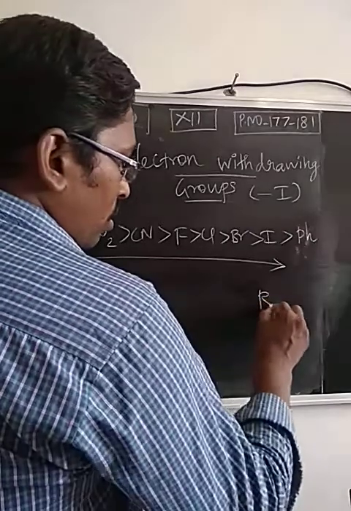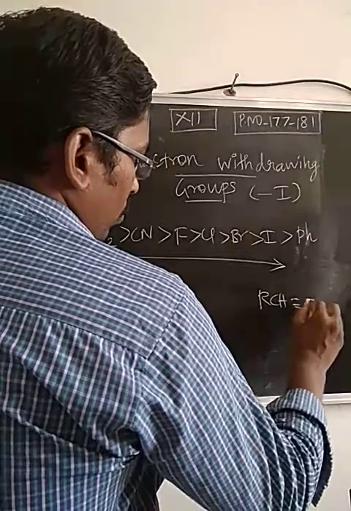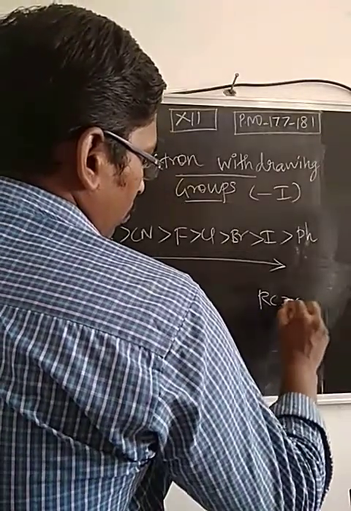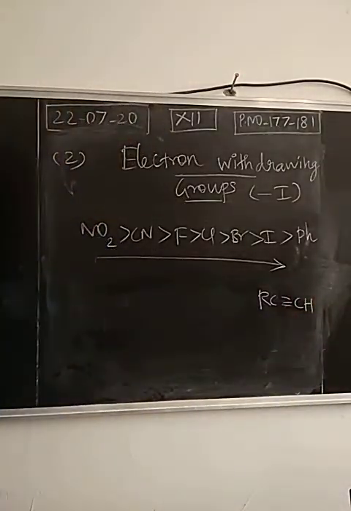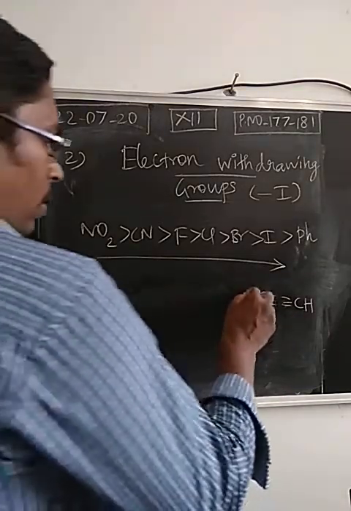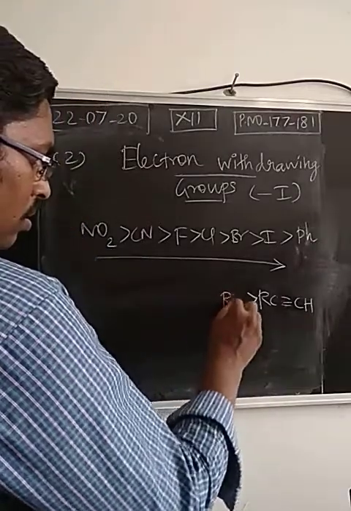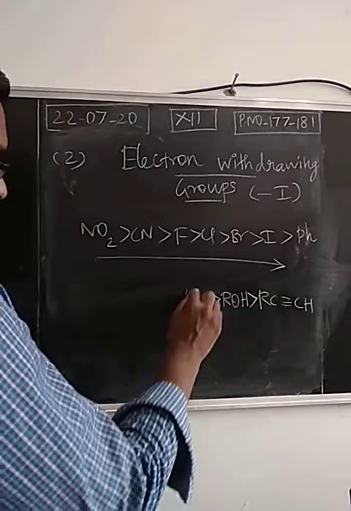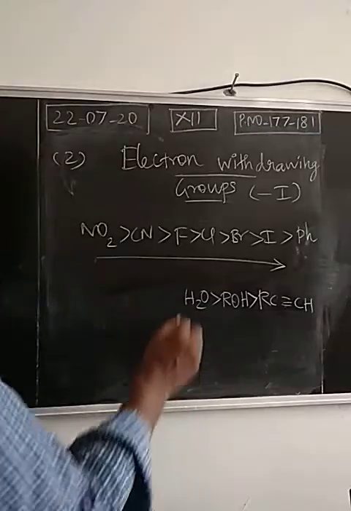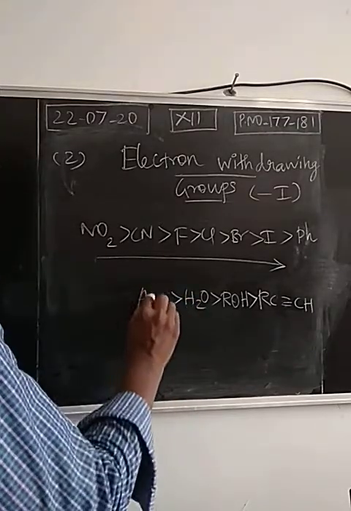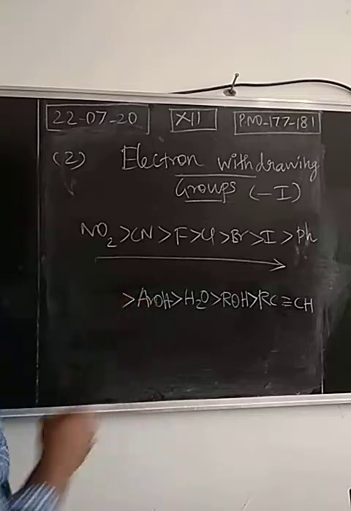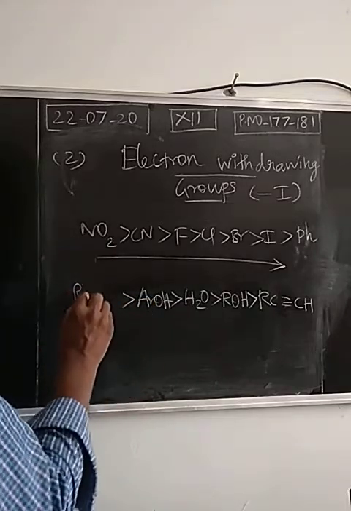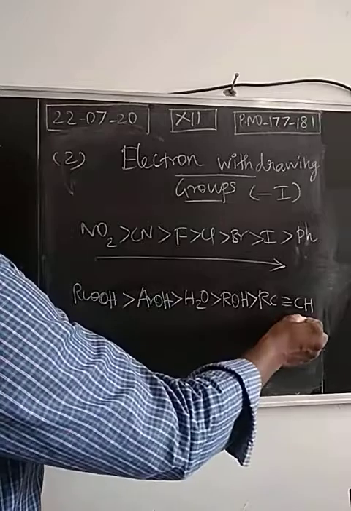The least one is alkynes. Take an alkyne, a compound with a triple bond. This has the least acidity. Comparing this, aliphatic alcohol has more acidic strength. Comparing aliphatic alcohol, water has more acidic strength. Comparing water, aromatic alcohol like phenol has more acidic strength. Comparing this, carboxylic acid has more acidic strength.